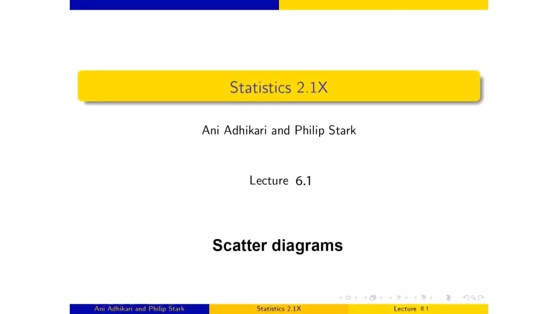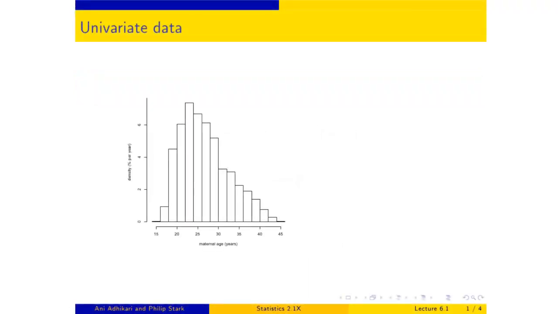In sections 1 through 5, we focused on univariate data, a single variable. What can we say about that? Well, quite a lot, actually. Here's one that we looked at: the ages of mothers who gave birth at a local hospital. We discussed the shape of the distribution, this one slightly skewed. We discussed percentiles, where the average was, roughly how spread out this was, and so on.